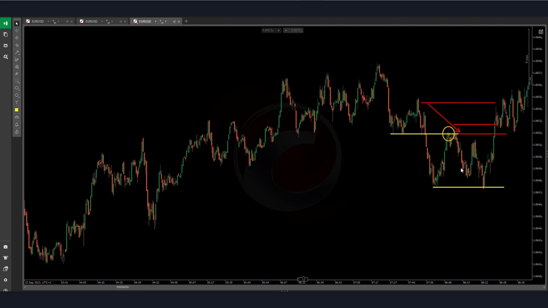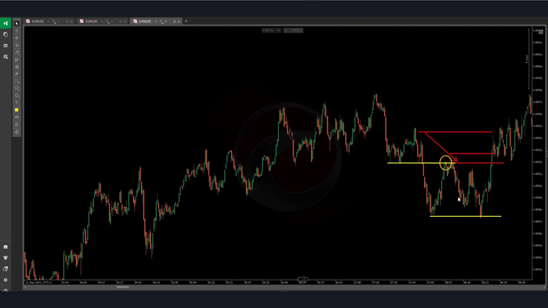Now let's see with the volume of New York, of London open. So now we add this one and we can remove that.